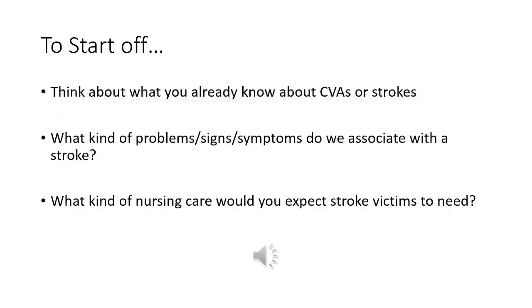To start off with, think about what you already know about cerebrovascular accidents. What kind of problems, what kind of signs and symptoms do you associate with a stroke generally? Whether it's been patients you've worked with in an acute care setting or long-term care like in a nursing home, what are some of the problems and things that you've experienced or that you've read about or know about already that you associate with a stroke?